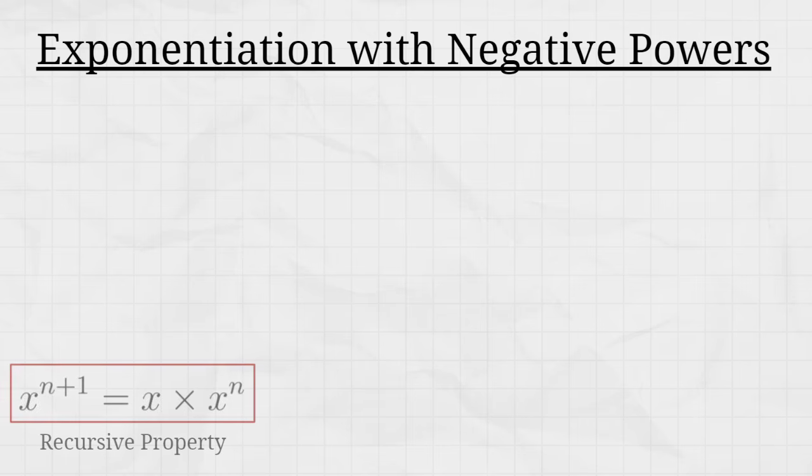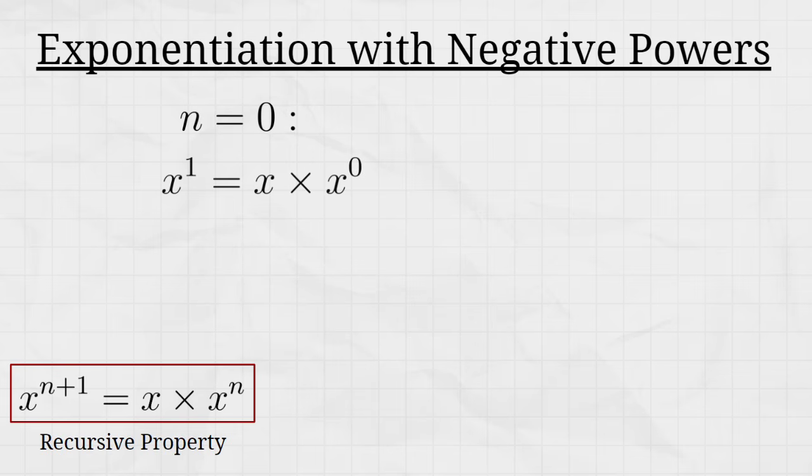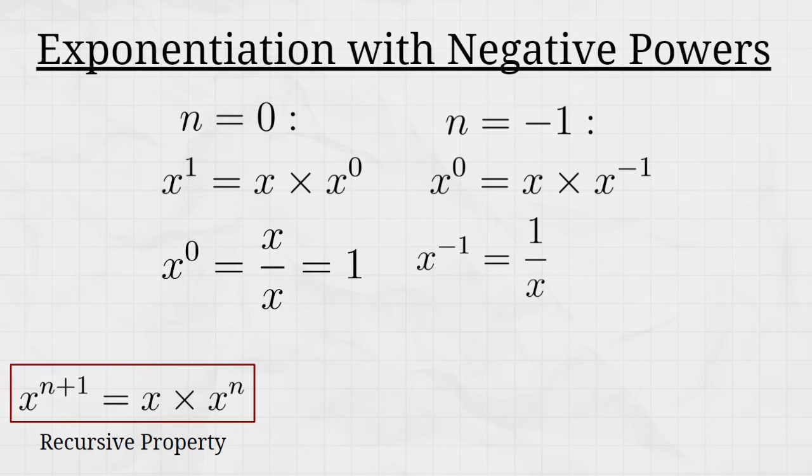Here's the equivalent of the recursive property for exponentiation. If we set n equal to 0, then we can solve for x to the 0 by basically doing the recursion in reverse, dividing. This gives us x to the 0 equals 1, and repeating this process gives x to the negative 1 equals 1 over x. We can continue reversing the recursion, dividing by x each time instead of multiplying, and in general, we get that x to the n equals 1 over x to the negative n. So now we can extend exponentiation to 0 and the negative integers.